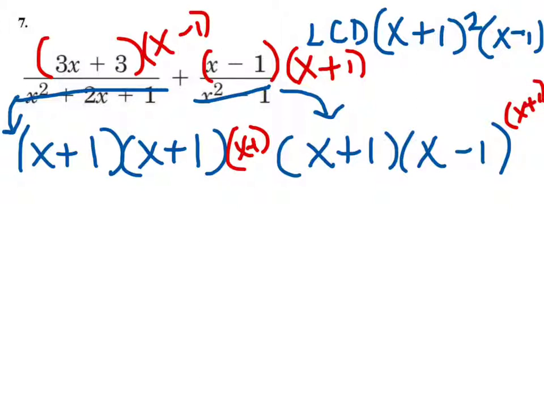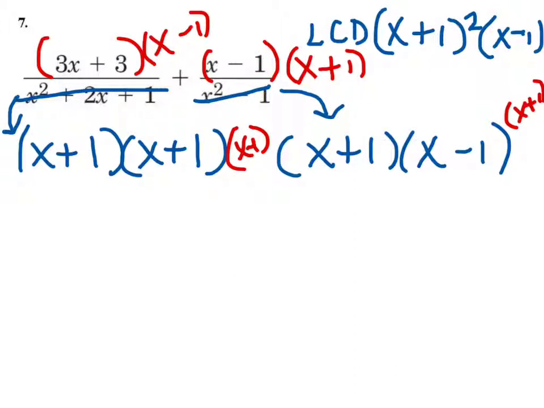So let's just recap what we just did here. I have an x plus 3 times an x minus 1, and an x minus 1 times an x plus 1. This is going to be my new numerator over here, and my numerator over here. And I have now a common denominator of an x plus 1 times an x plus 1 times an x minus 1. So let's simplify by combining like terms and multiplying.